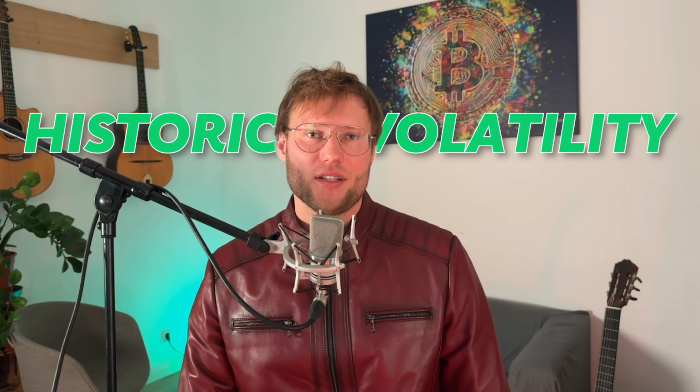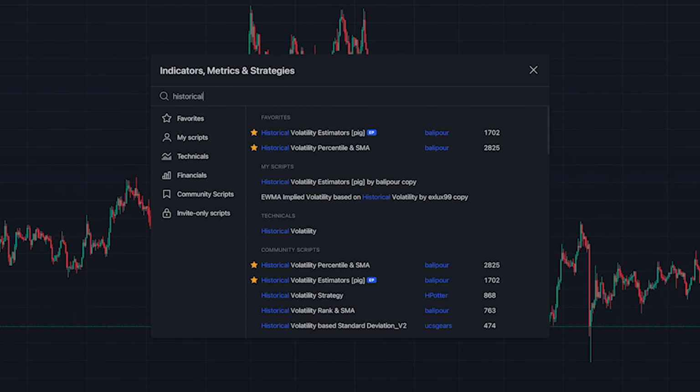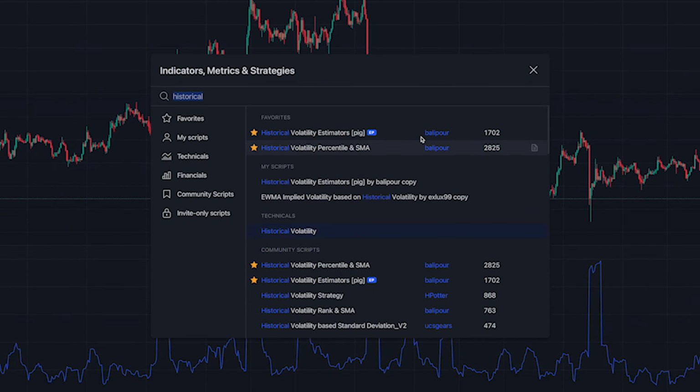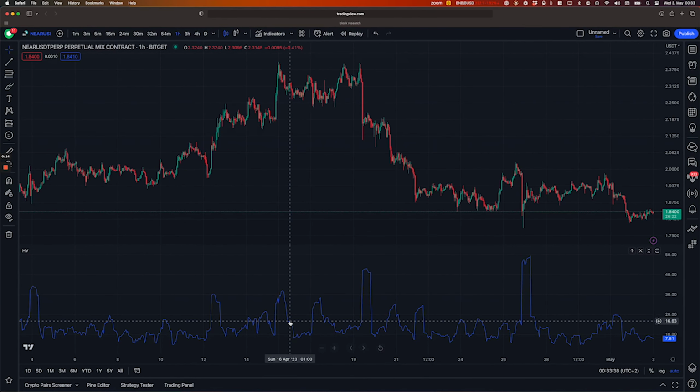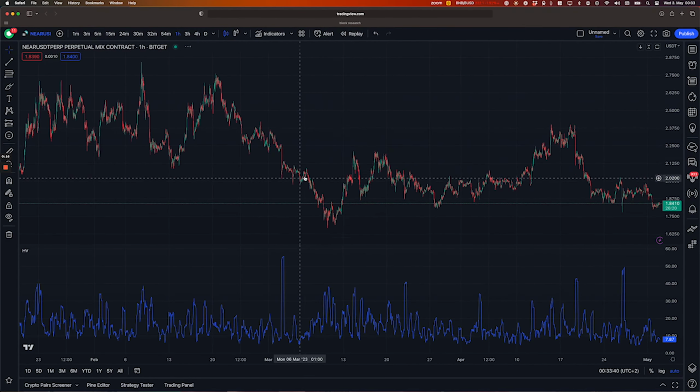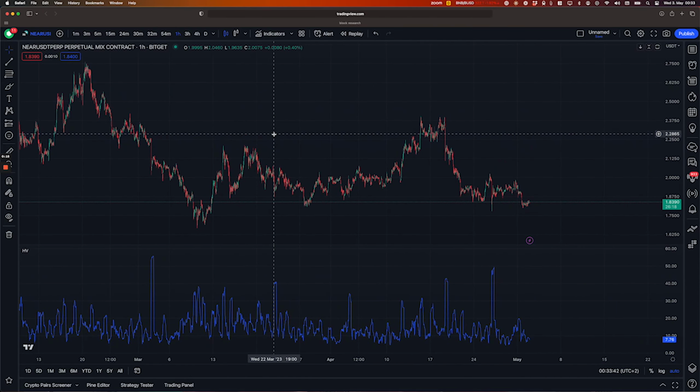The most common thing to look at is historical volatility. Historical volatility refers to the fluctuations in an asset's price over a specific period of time in the past. By analyzing historical data, you can gain insights into a cryptocurrency's past performance and gauge its risk level.